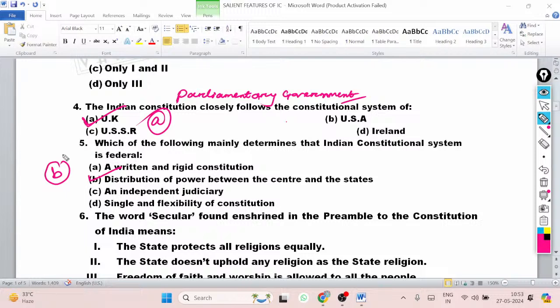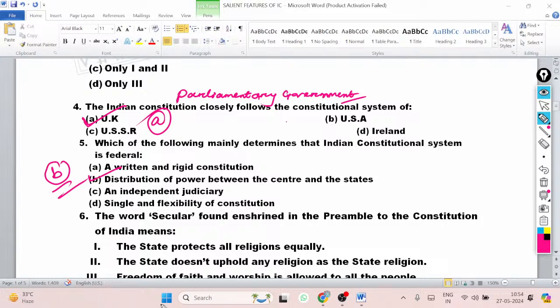The most important component of a federation is the distribution of power. Distribution is the main provision, and only when it is there does it become federal. That is why all these things are necessary. Okay, so this is all about your question number 4, B.